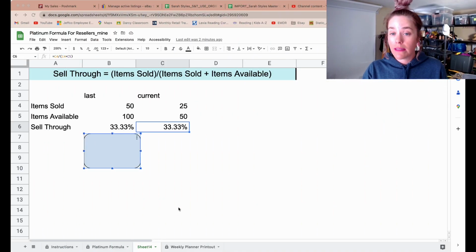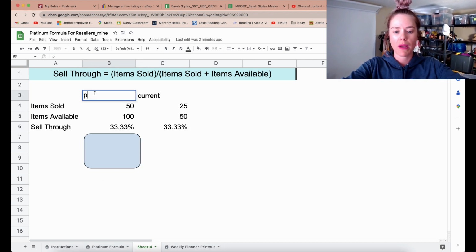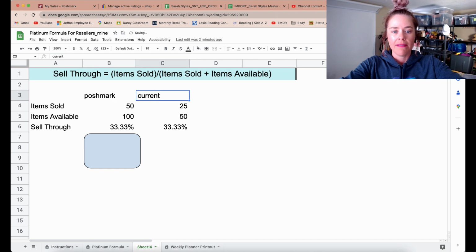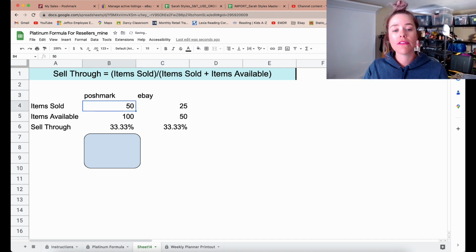Now, if you wanted to look at your sell-through rate and look at eBay versus Poshmark, you would have 2 different denominators because Poshmark has less items available. Let me show you this in an example, because this is another reason that we look at sell-through rate, and then we'll get into it. So let's say this is Poshmark, and let's say this is eBay, right? So this is another reason that we can look at it.